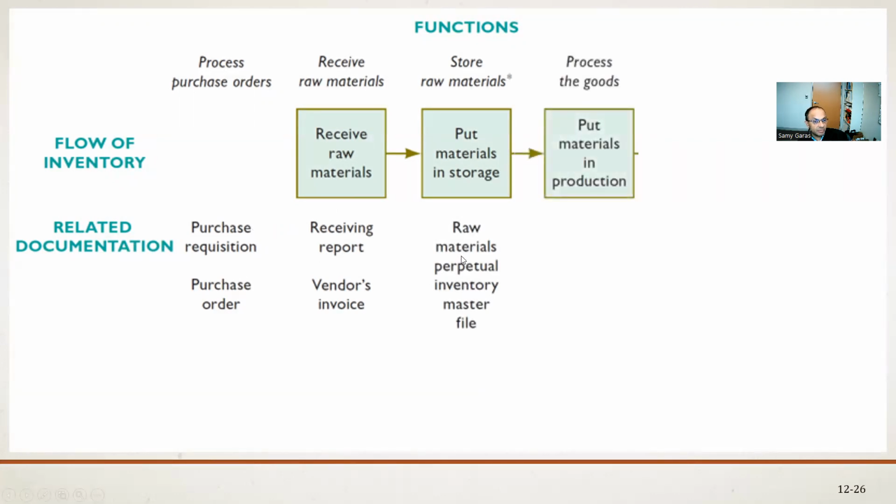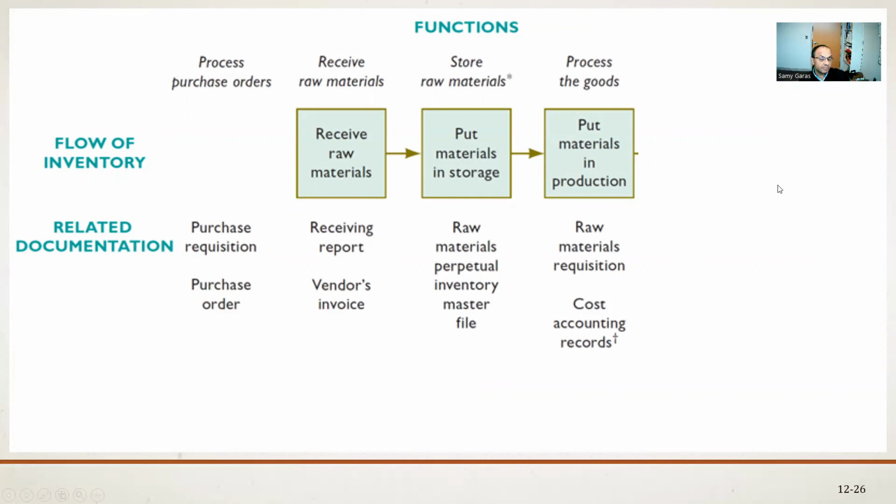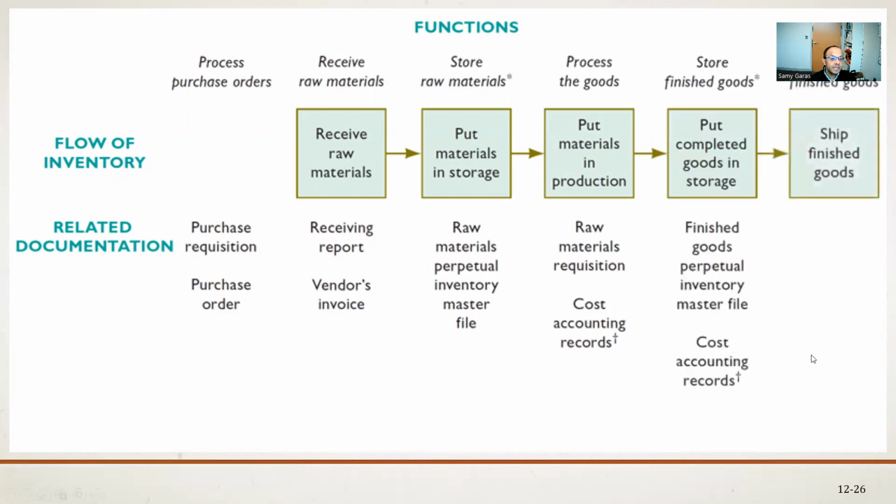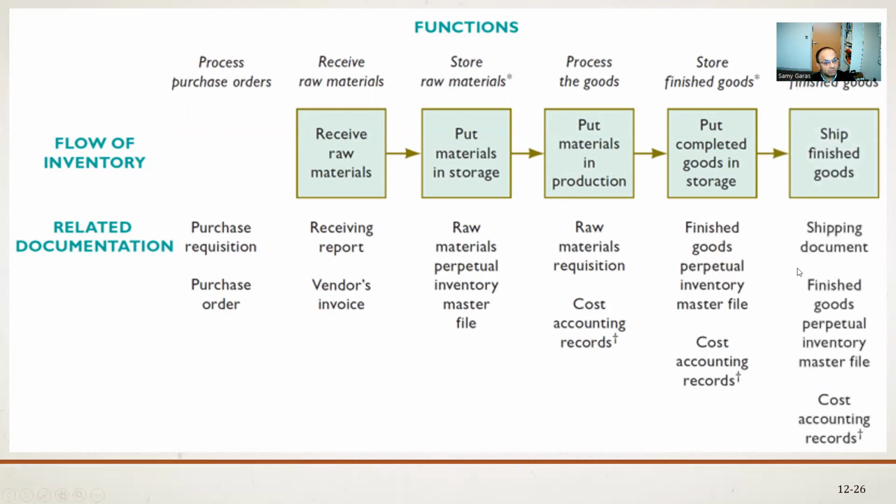Then we take the material into production area, and we have raw material requisition, cost of goods sold, or cost accounting. And then we store it up in the warehouse once we finish the production. And we have the finished goods perpetual inventory and cost accounting. And finally, we ship the goods to the customer, where we have the bill of lading, we have the finished goods record updated, and the invoice to the customers.